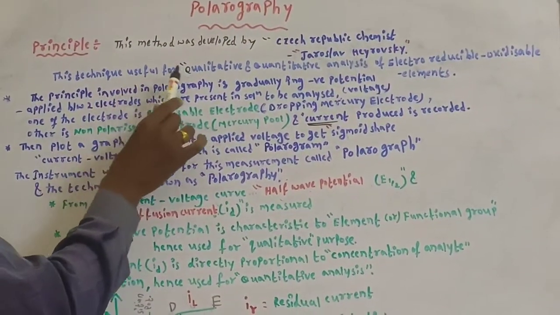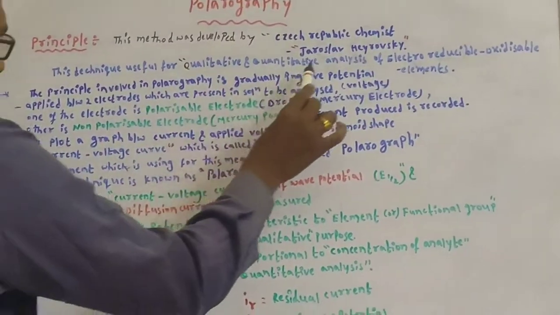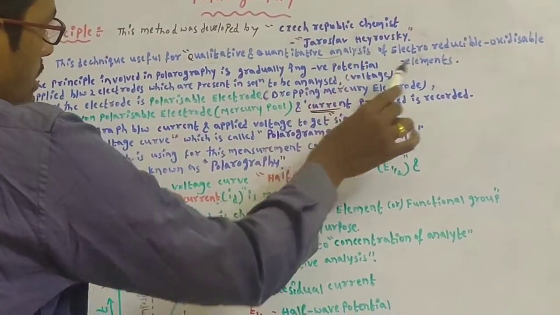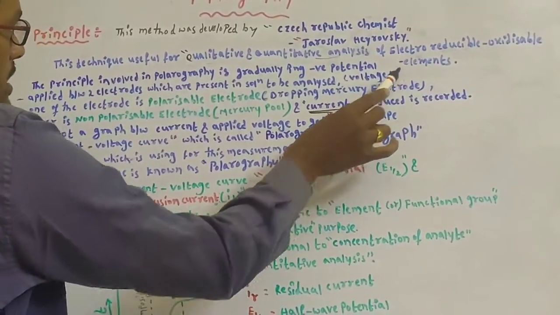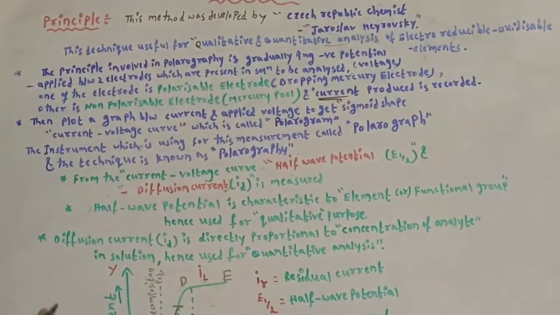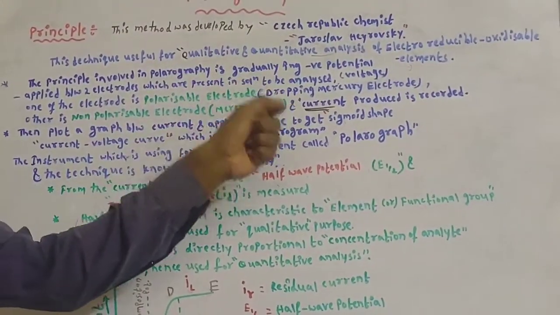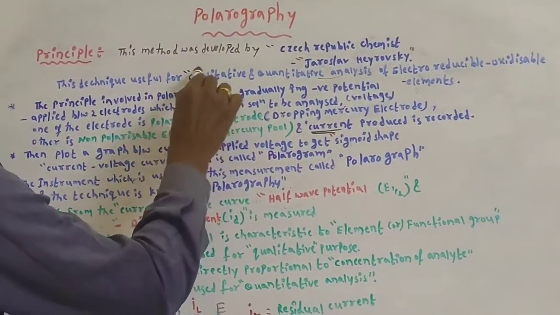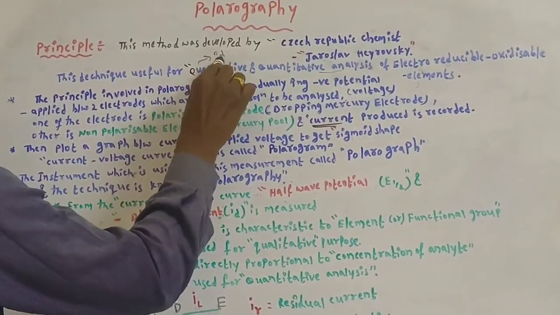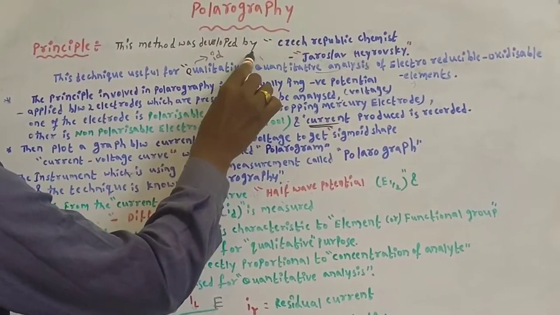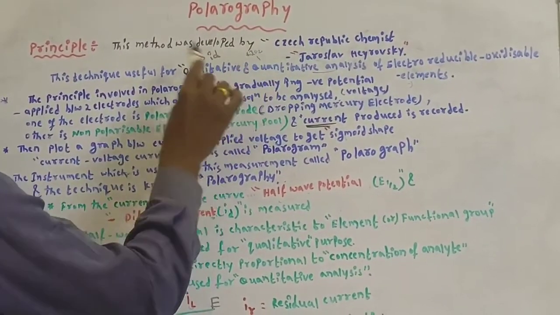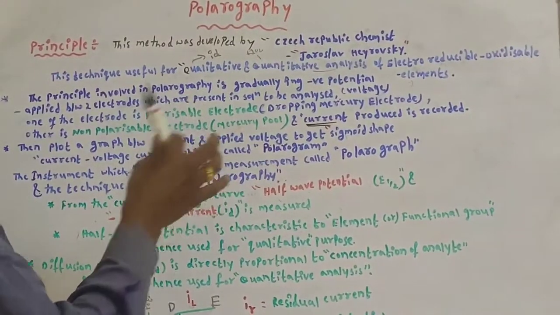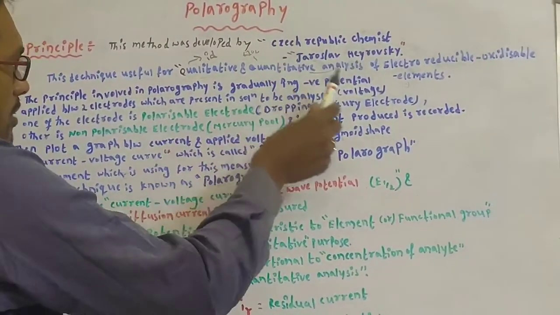This technique is useful for qualitative analysis as well as quantitative analysis of electro-reducible or oxidizable elements. Both qualitative and quantitative analysis can be done by using polarography. Qualitative means identification of the element. Here quantitative means how much amount of analyte is present in the sample. Both can be done by polarography.